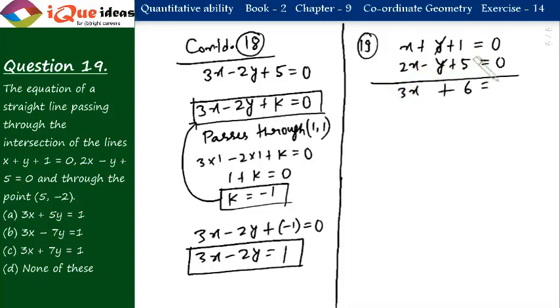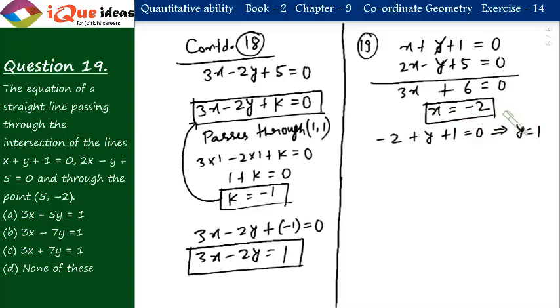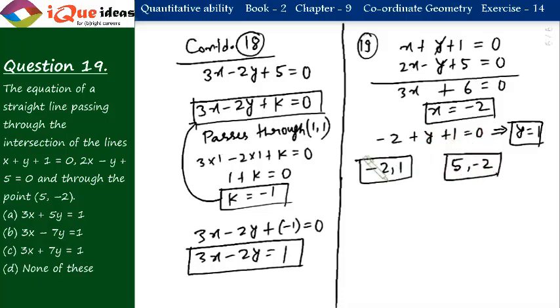So x is equal to minus 2. If you put x equal to minus 2 in the first equation, it will be minus 2 plus y plus 1 equal to 0, and that will give us y is equal to 1. So our first point is minus 2, 1, and the second point given is 5, minus 2. Alright. So we have to find the equation of the line passing through these 2 points.